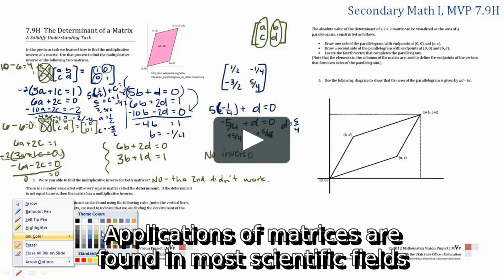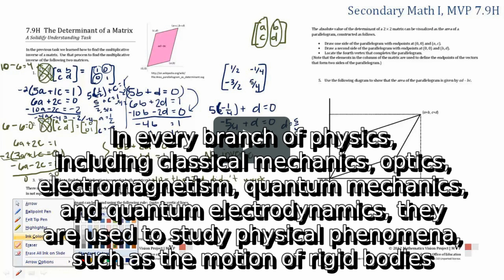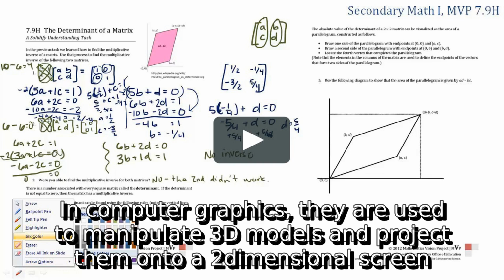Applications of matrices are found in most scientific fields. In every branch of physics, including classical mechanics, optics, electromagnetism, quantum mechanics, and quantum electrodynamics, they are used to study physical phenomena, such as the motion of rigid bodies. In computer graphics, they are used to manipulate 3D models and project them onto a 2-dimensional screen.